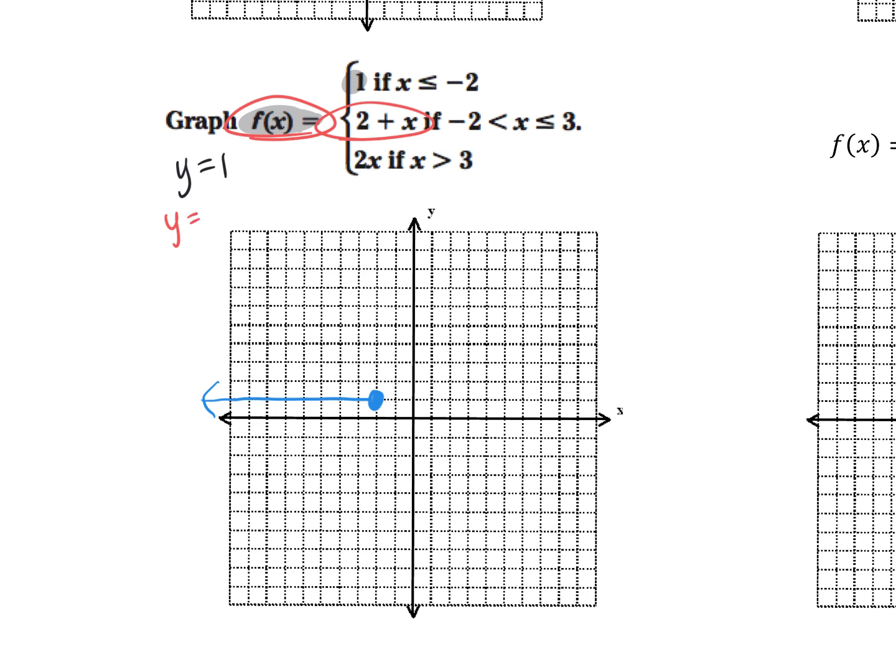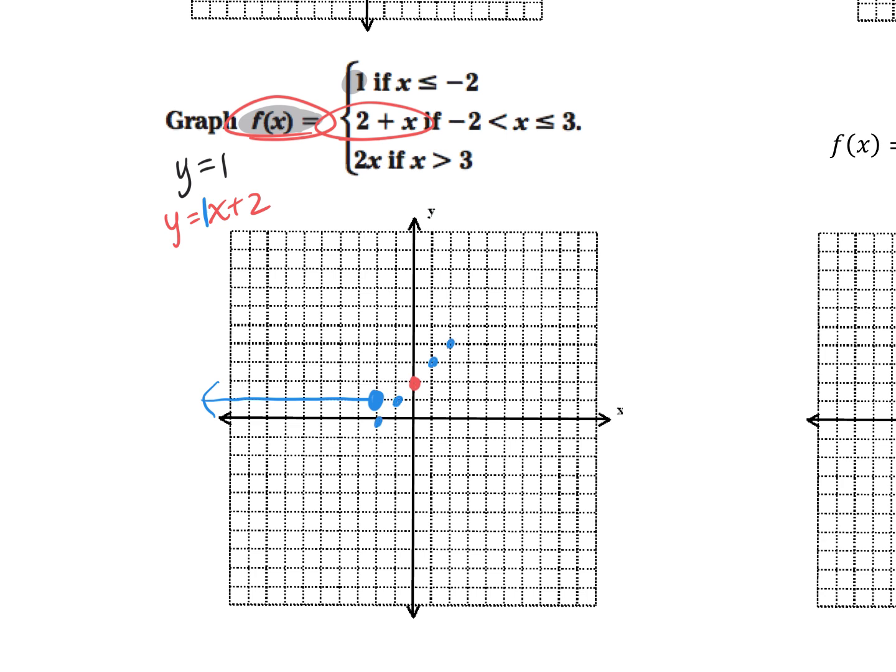Y equals 2 plus x. How might I want to rewrite that so it looks like y equals mx plus b? I would write it as x plus 2. I would always put that x in front. What's my y-intercept? 2. My slope is 1. So we're going up 1 over 1, up 1 over 1, down 1 over 1.